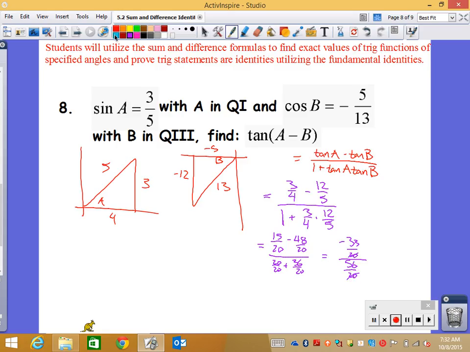And my final answer, let's write it in, oh, let's go with green. Oh, you cannot see that at all, can you? Let's go purple. Stick with purple. I get negative 33 over 56 as my final answer.